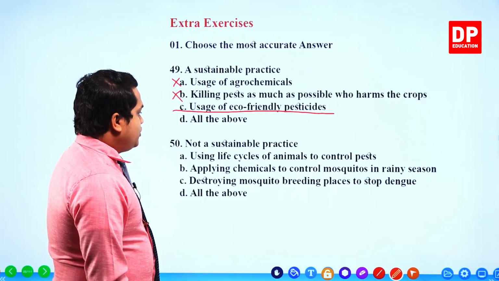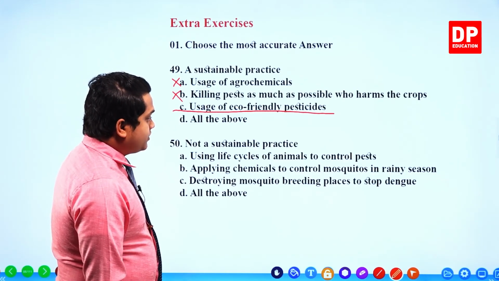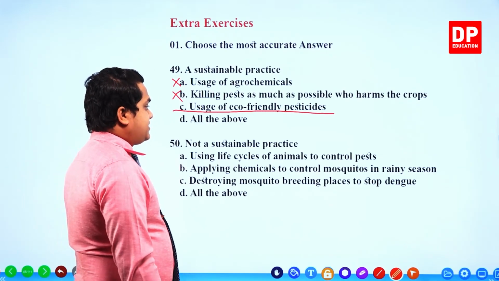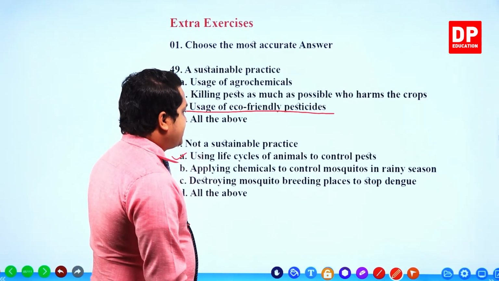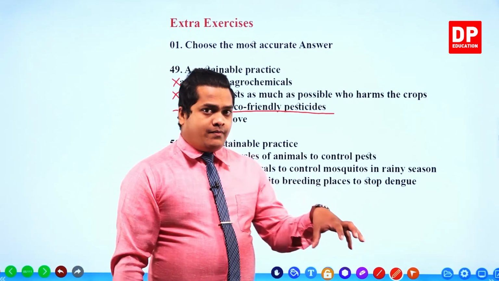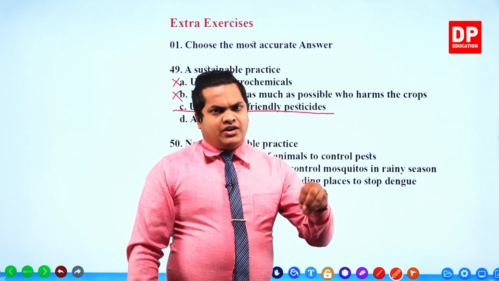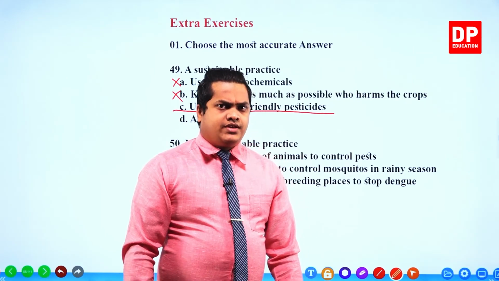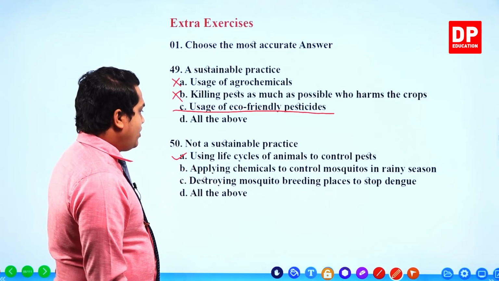not a sustainable practice. Using life cycles of animals to control pests. That is correct. We can use life cycles of animals to control pests, not to eradicate or kill entirely, but to control. We can use. It's a good sustainable practice. It is correct. But we have to use a not. Okay, not.